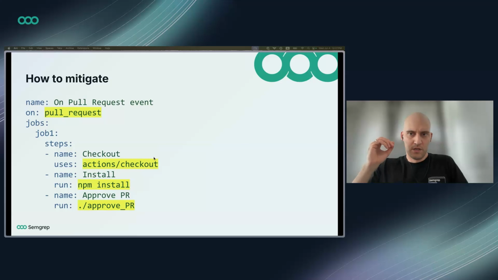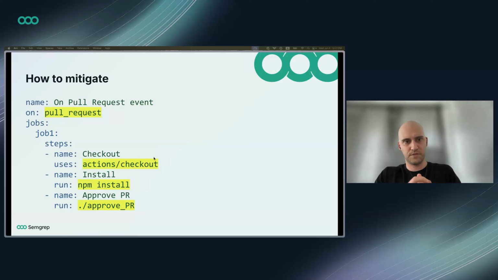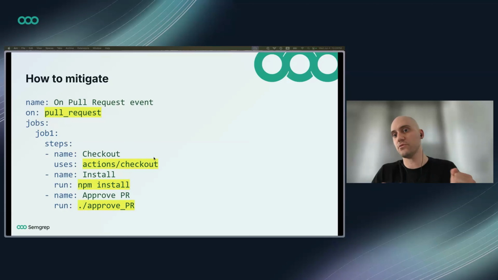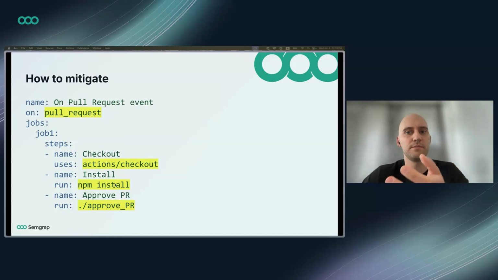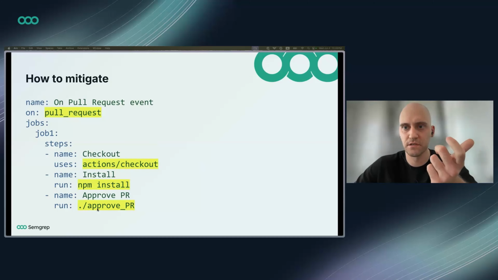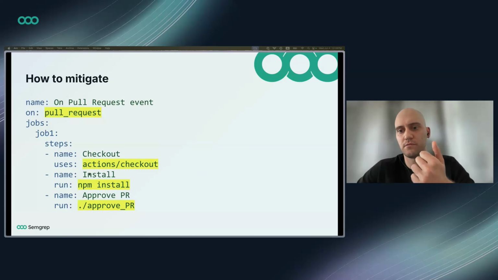Now let's talk a little bit about how to mitigate such situations. Let's say we need to act on the code that is submitted by a third party. How do we protect in this case? Let's say in this example, we want to check out the code, run npm install on it, and then run a script that will reason whether we should approve the PR or not. Such an activity requires write permissions for pull requests, but we don't want to expose it to this part.